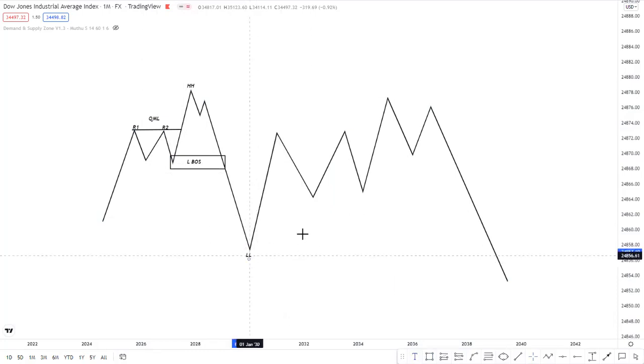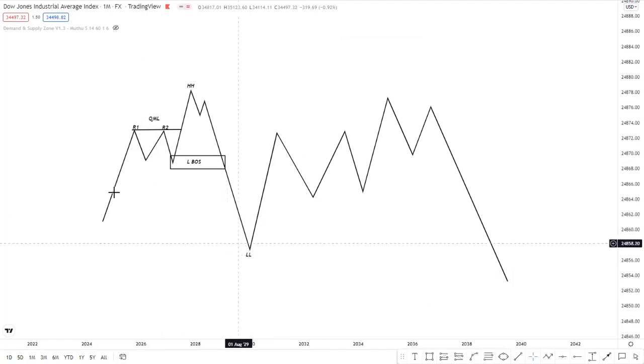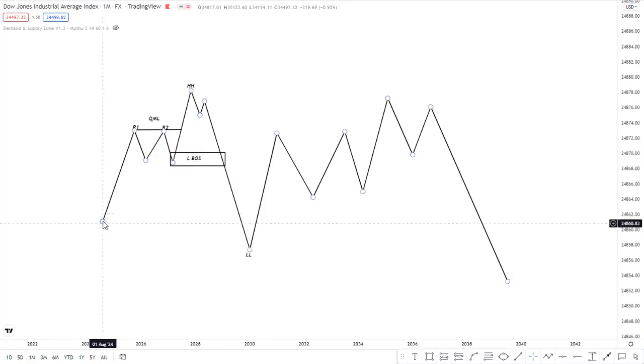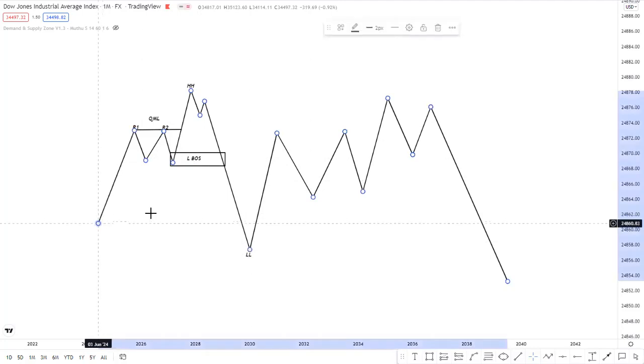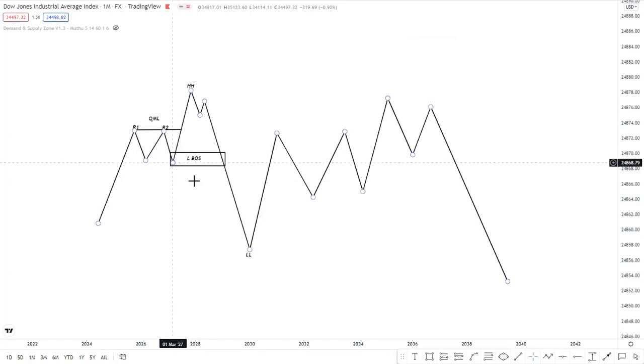So what does it mean when we have a lower low being formed, breaking the higher low? What does it mean? It means there is strong selling pressure, strong supply. So when we have the market going in an uptrend, making higher highs and higher lows, and all of a sudden we have the market coming down to break the higher low, what does it tell you?